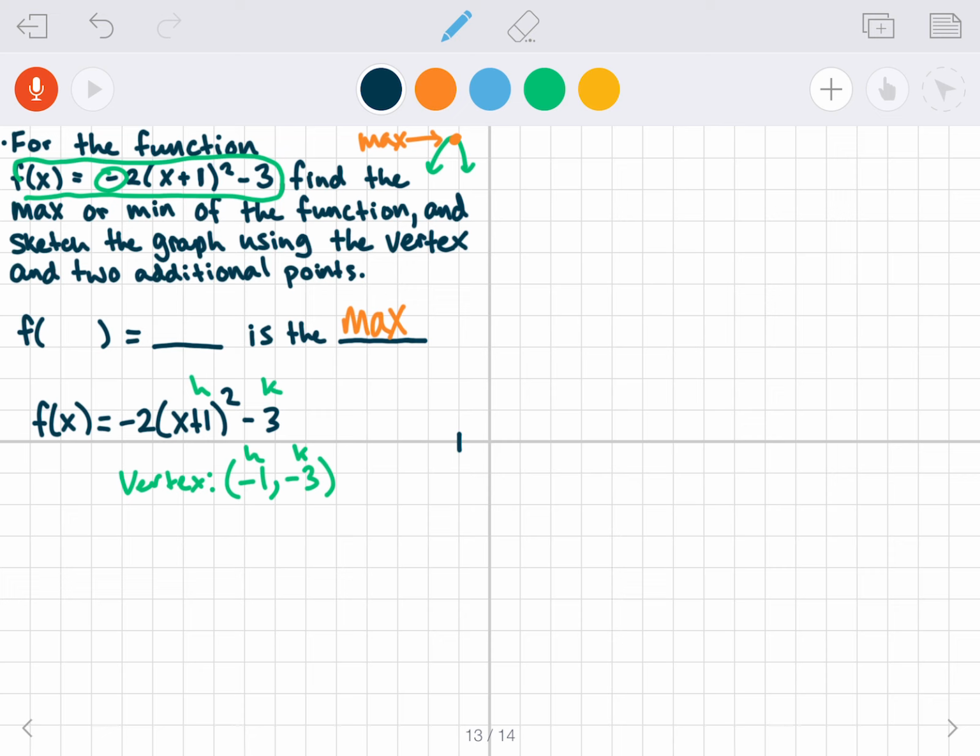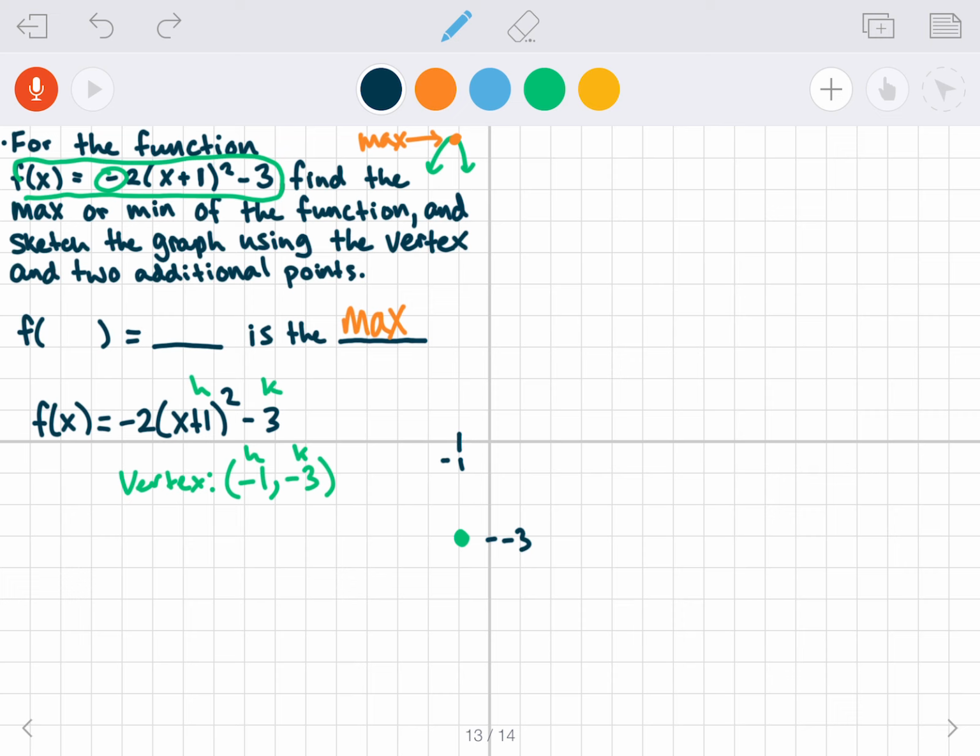When x is equal to negative 1, y is equal to negative 3. 1, 2, 3. There's a negative 3. So there's my vertex. I'll do it in green. And then I want to get 2 other points. So I'm actually going to use the y-intercept because it's directly to the right of negative 1. X equals 0 is to the right.